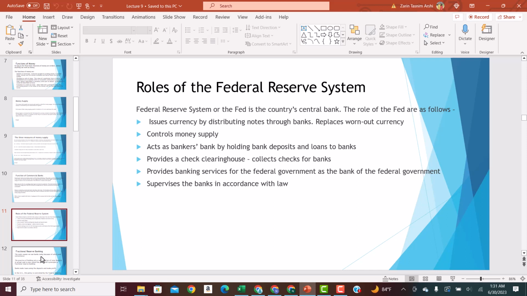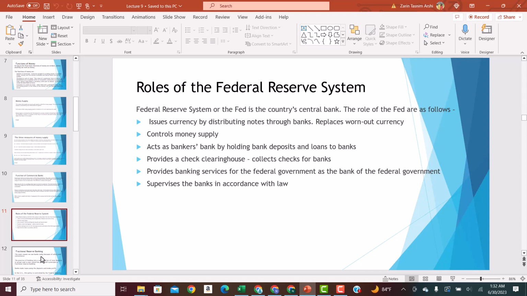We all know that it wants to keep the money supply low enough so that the value of money is there in the economy. The Fed acts as a banker's bank by holding bank deposits and also giving loans to banks. So Bank of America can open a checking account with the Fed for themselves, or Wells Fargo can take a loan from the Fed. That's why it can act as a banker's bank. But we, as the general public, cannot open an account with the Fed. Only the banks or the government can open an account with the Fed.